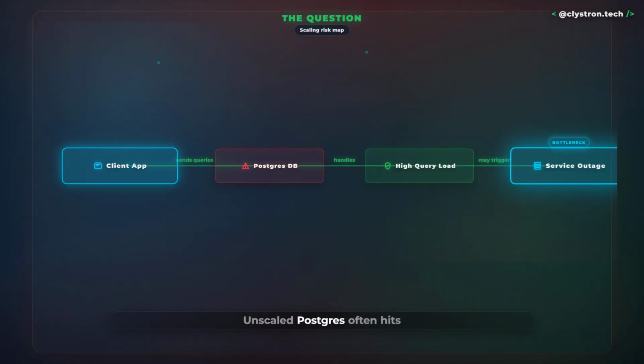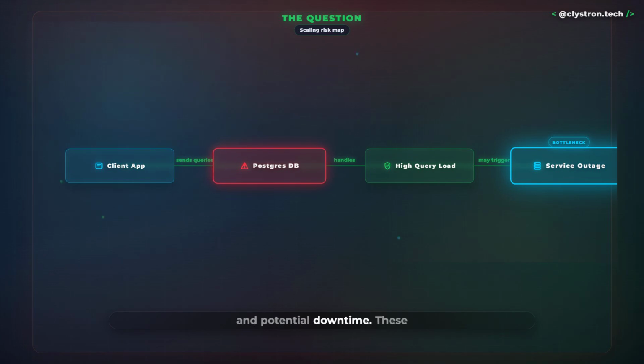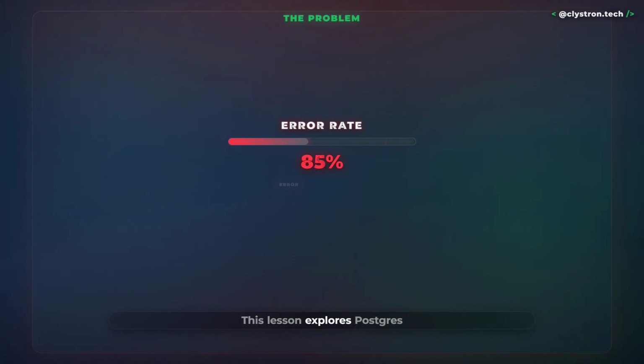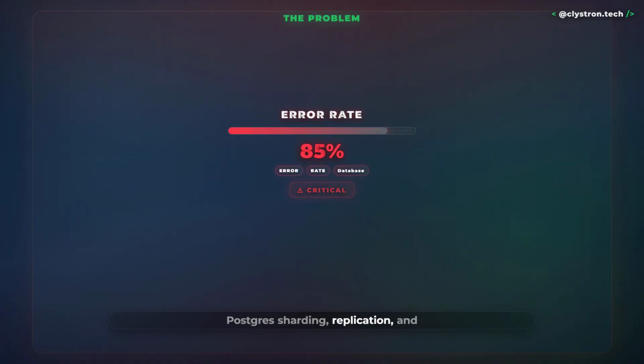Unscaled Postgres often hits bottlenecks under heavy load, causing slow queries and potential downtime. This lesson explores Postgres sharding, replication, and connection pooling, key techniques to overcome scaling, availability, and consistency challenges in high-throughput production systems handling millions of queries daily.